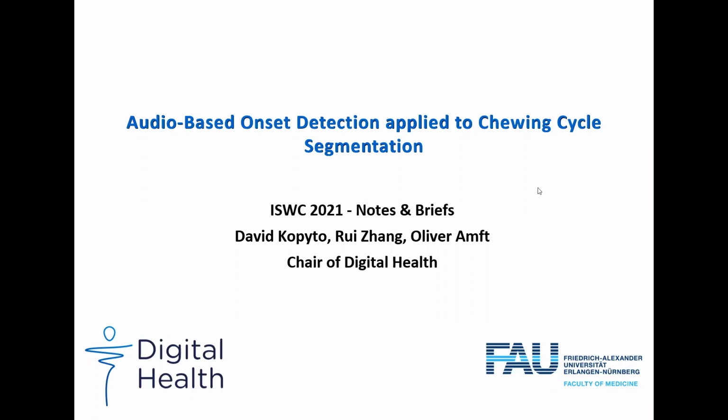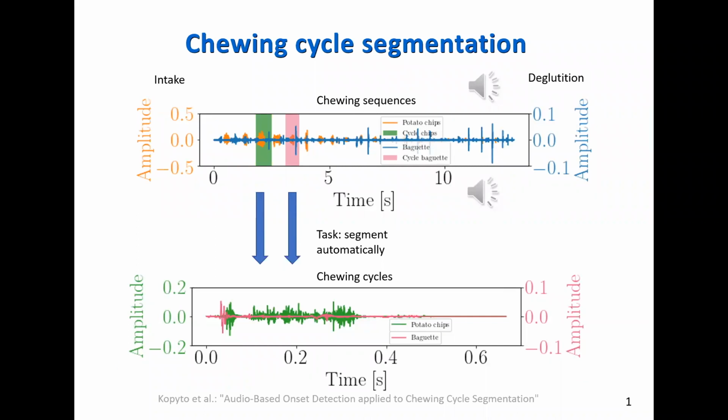In this lecture, I'm going to present you our ISWC note paper, Audio-Based Onset Detection Applied to Chewing Cycle Segmentation. First, we explain the problem of chewing cycle segmentation and how it can be solved using audio data from chewing activity. On the upper half of the slide, you can see plots of chewing sequences, so audio from participants chewing from intake to deglutition, here and here.